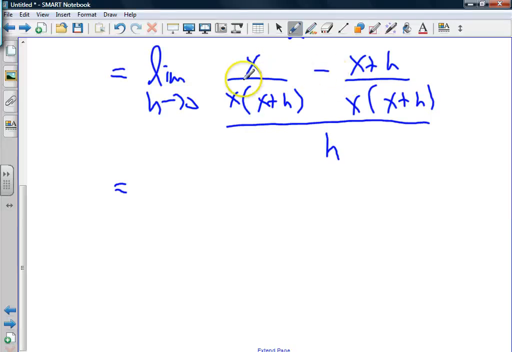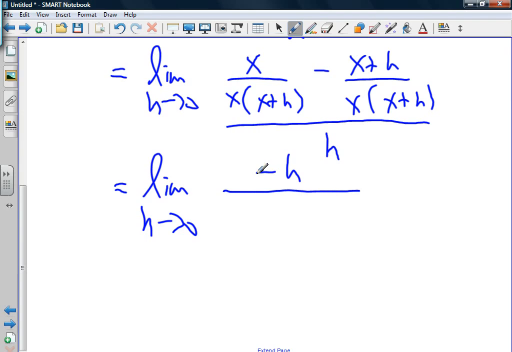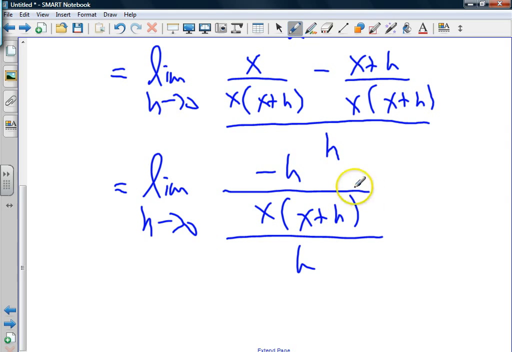This is x plus negative x minus h. So what do I get? The limit as h goes to 0 of negative h over the common denominator over h. Now remember, we came up with this problem yesterday. How am I going to divide this fraction by h? This is another fraction, h over 1. How do you divide by a fraction? Multiply the reciprocal. How about we just write it that way and cut to the chase already?